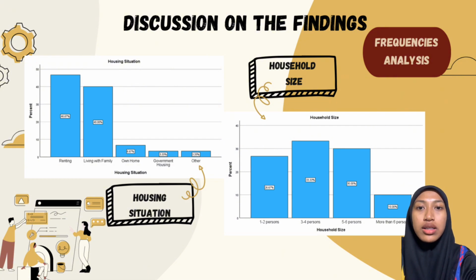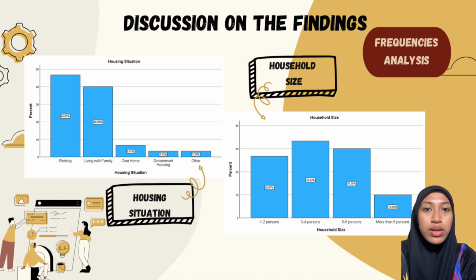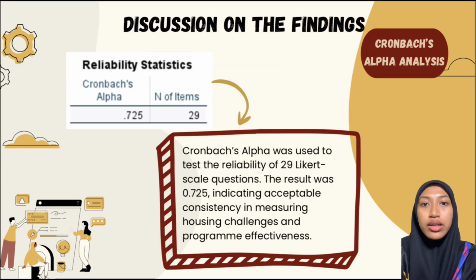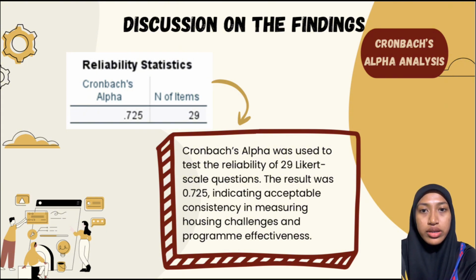And the last bar chart is household size. Most households consist of 3 to 4 members, followed closely by 5 to 6. Large household size may increase financial pressure, which can affect the ability to buy a home and the need for affordable housing options. The reliability of the questionnaire was tested using Cronbach's Alpha, which resulted in a value of 0.725. This indicates acceptable internal consistency, meaning the survey questions really measure the intended factors.